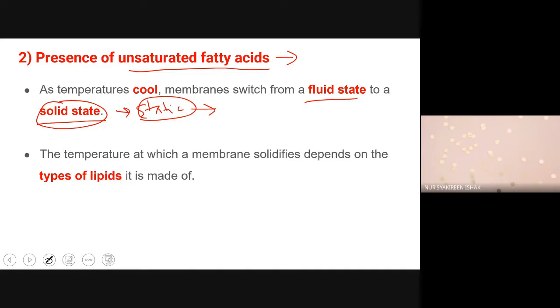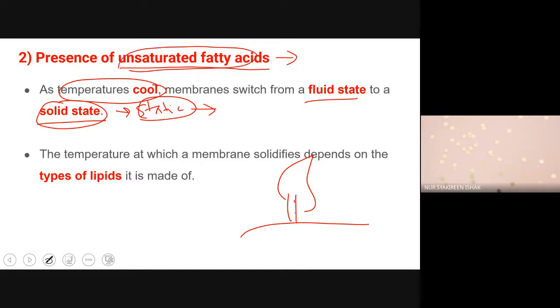So what happens when, for example, you have a plant that is grown in cold temperature, during winter, for example? How to prevent the cells of the plant from being frozen solid, which would cause the plant to not be able to function? In order to prevent the cell from freezing solid and not functioning, the cell will increase the amount of unsaturated fatty acid of the phospholipid molecules in the plasma membrane.